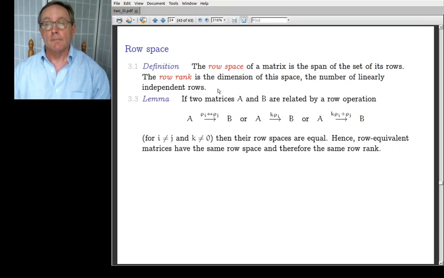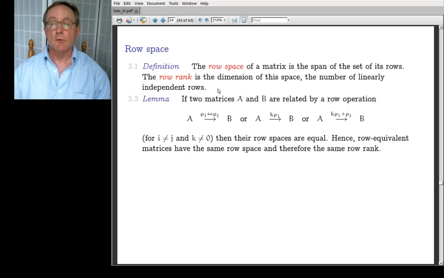And the result here is that if two matrices are connected by some Gauss's method steps, then their row spaces are equal. That, said more sharply, is that row equivalent matrices have the same row space and therefore have the same row rank. Row equivalent matrices you get from one to the other by doing Gauss's method steps. Row equivalent matrices have the same row space and therefore the same row rank.